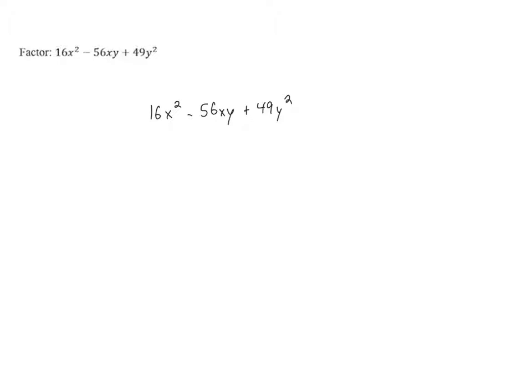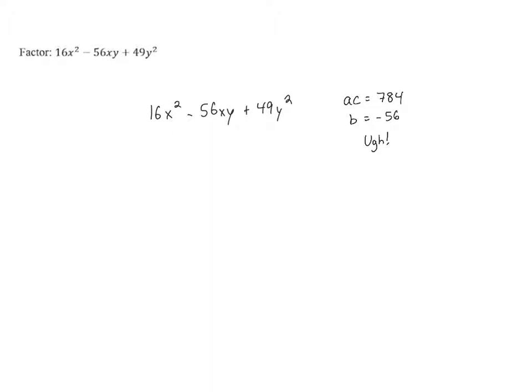If we look at this polynomial, it is a trinomial. There are 3 terms. So that tells us that we're either going to end up using unfoiling or the AC method. And we do have a leading coefficient of 16, which tells us we need to use the AC method. In this case, A times C is 16 times 49, which is 784, and B is negative 56. So we're looking for 2 numbers that have a product of 784 and a sum of negative 56.